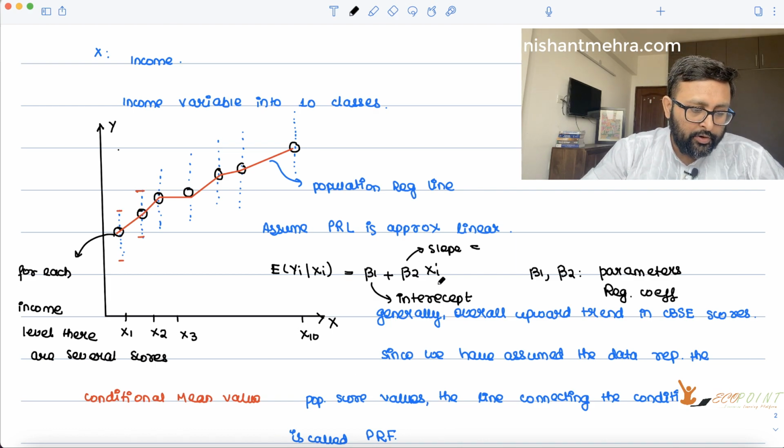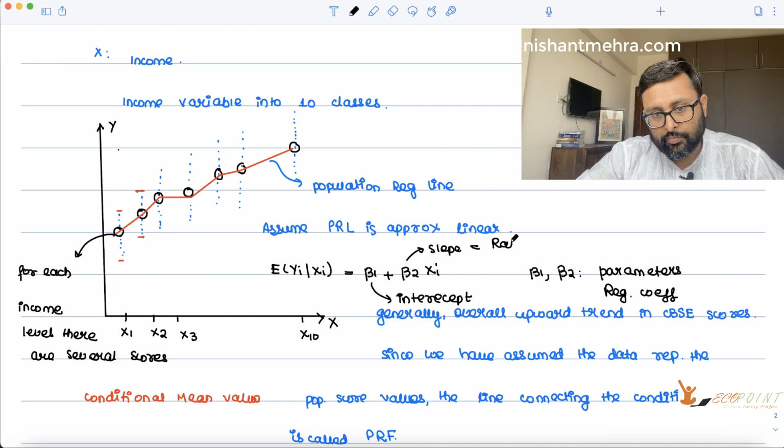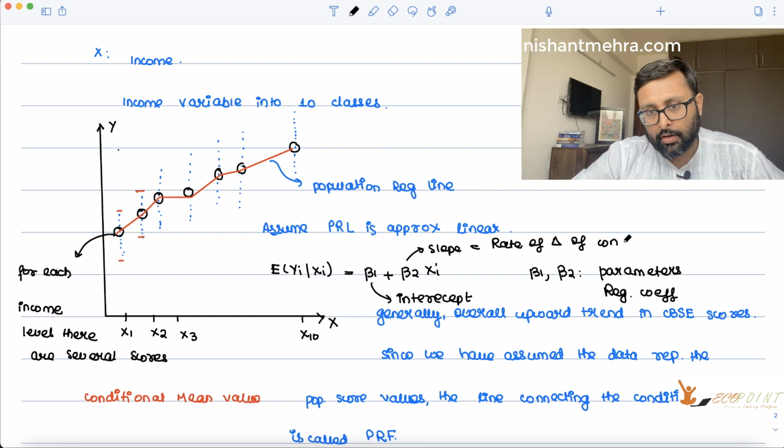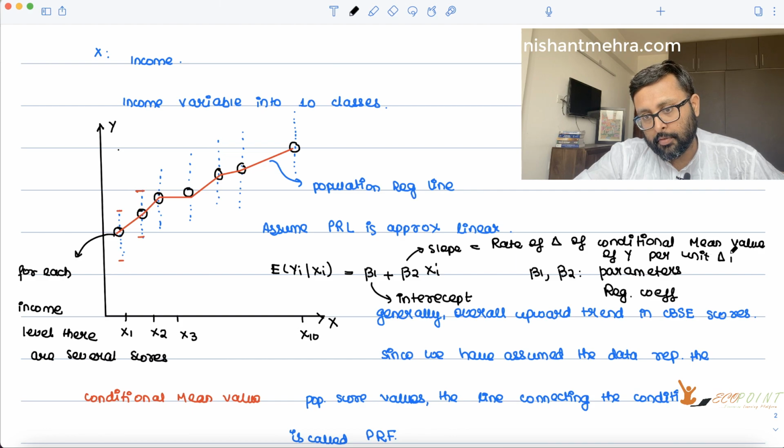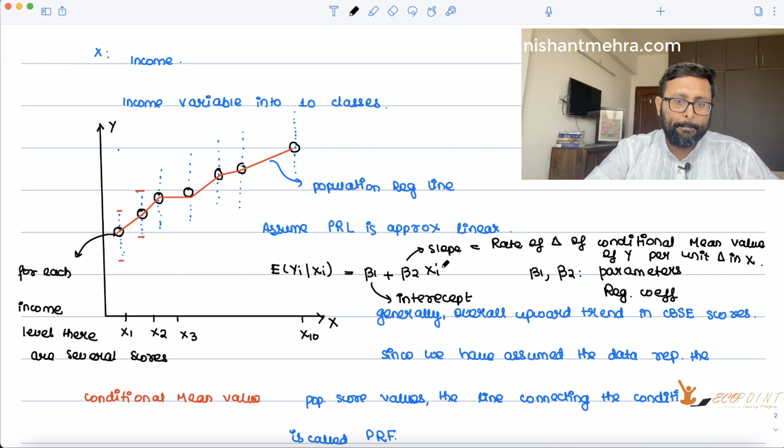So how do you write this? The rate of change. How do you interpret the slope parameter? It is the rate of change of the conditional mean value of y per unit change in x. Per unit change in x. You with me? For per unit change in x.